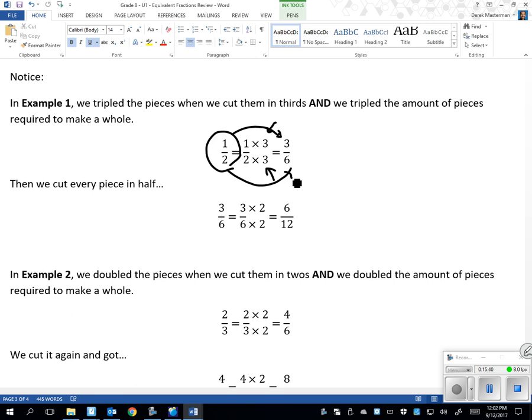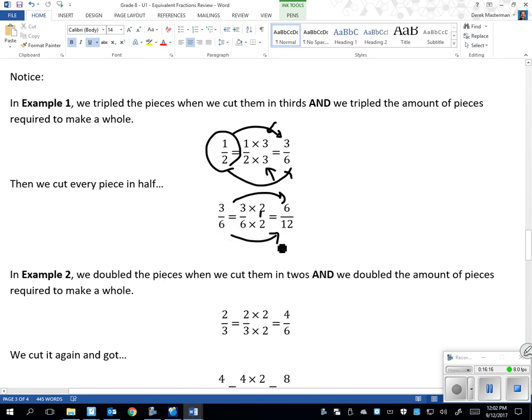If we took that and we cut pieces in half, cutting in half is now doubling how much we have. So when I double, I'm doubling how many I have. If I had 3, I chop those in half. I now have 6. If it took 6 to make a whole, and they're half the size they were before, now it takes 12. So I multiply the top and the bottom by 2, and I get 6 twelfths.